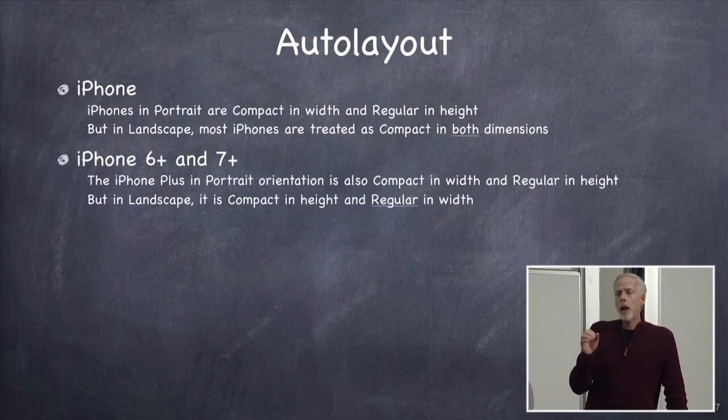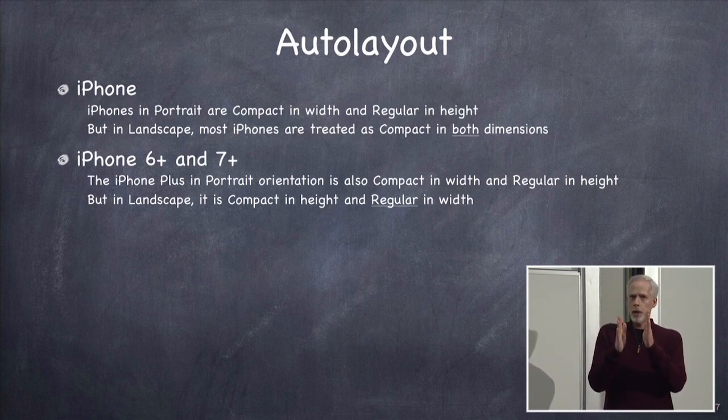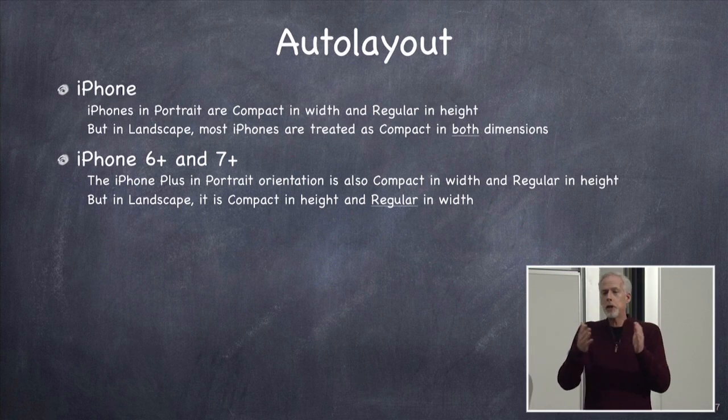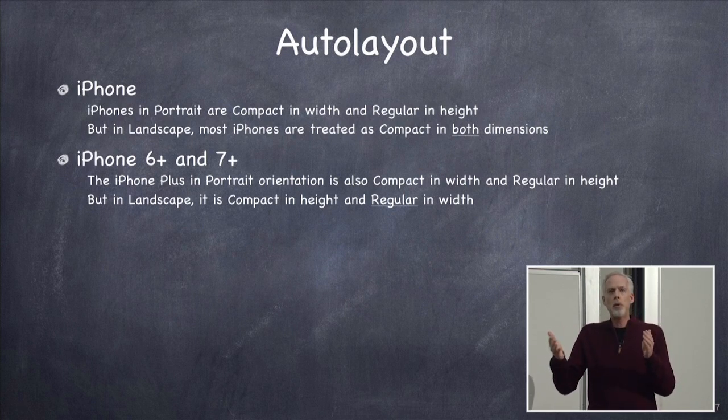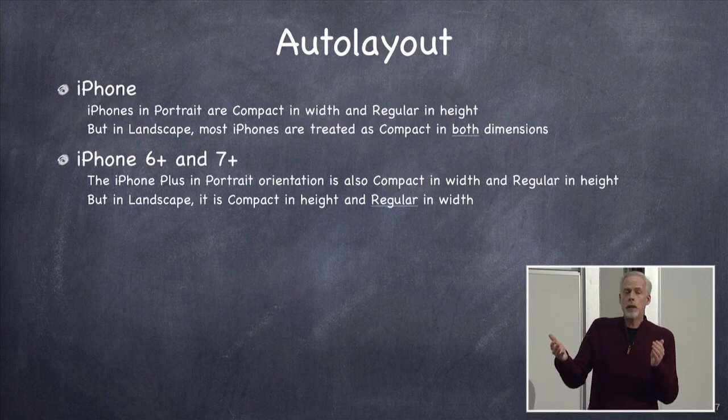Now the iPhone Pluses, the 6 Plus and the 7 Plus, those are a little different. They're still compact in width and regular in height in portrait, but when you go to landscape, since those iPhone Pluses are so big that they can actually start showing that kind of horizontal UI just like it was an iPad or something. So they are regular in width in landscape mode.